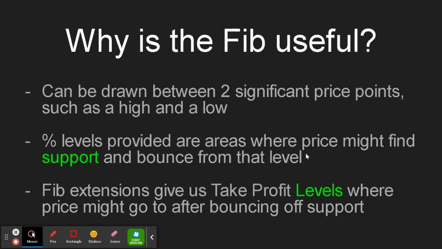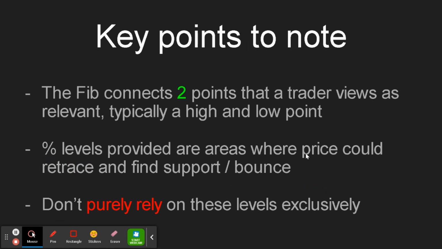So how do we use the fib? Simple. Just draw between two significant price points, such as a swing high and a swing low. The percentage levels are levels where price can potentially find support and bounce from that level. We add fib extensions to the fib retracement tool to give us levels where price will go to after bouncing from the support. So these are the three main points to note when using the fib retracement tool.